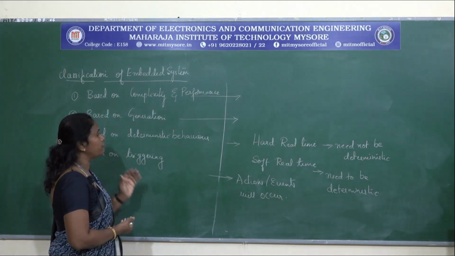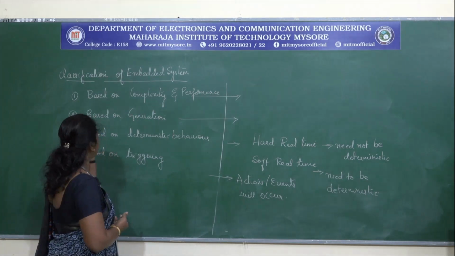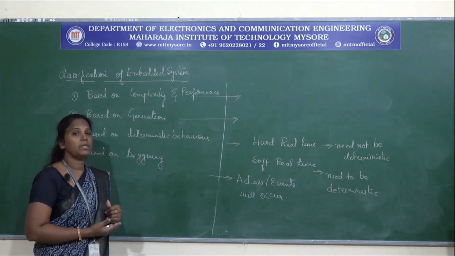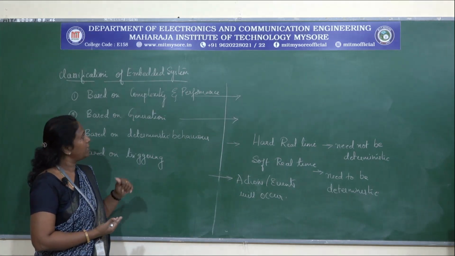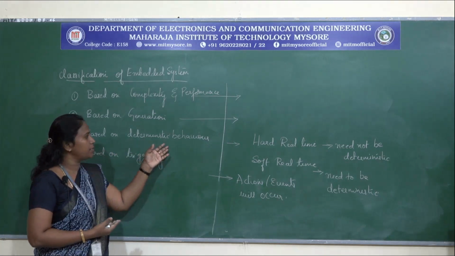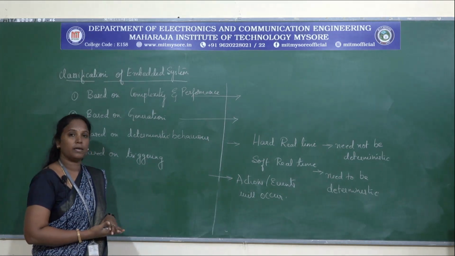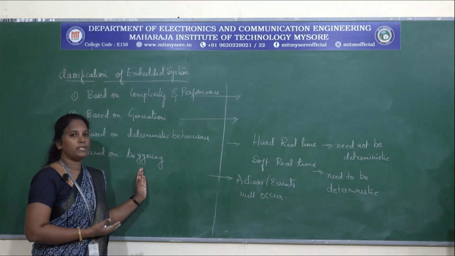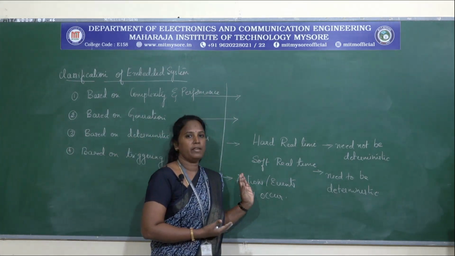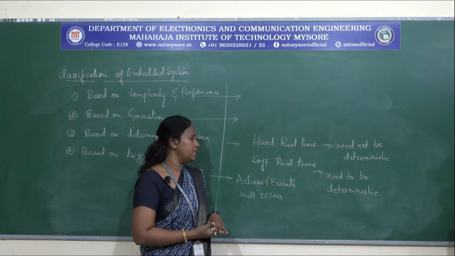So these are the 4 different classifications of the embedded system. It is depending upon complexity and performance: we have small scale, medium scale and large scale. Depending upon the generations, we have 5 generations. Based on deterministic behavior we have classified into 2, that is hard real time and soft real time. And it is based on triggering, that means some event will happen if it meets the deadline or if it doesn't meet the deadline.